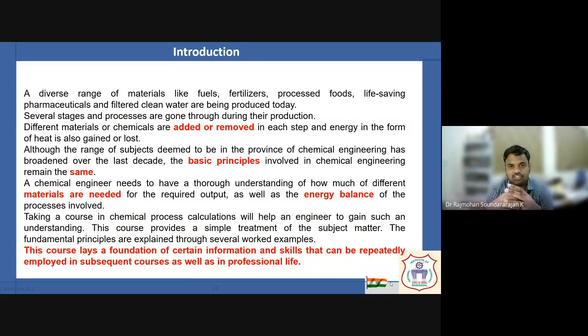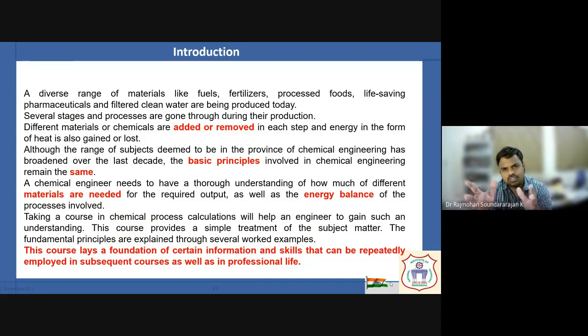Either it is the extraction of ore, or combustion of coal, or production of any fuel. In the petrochemical industry, we process crude oil in a distillation column and withdraw several products across the column, so we may be withdrawing several fuels. Or it may be a fertilizer industry, a food processing industry, a life-saving pharmaceutical industry, or drinking water or wastewater treatment plants. Most of them we use in our daily life also, right?